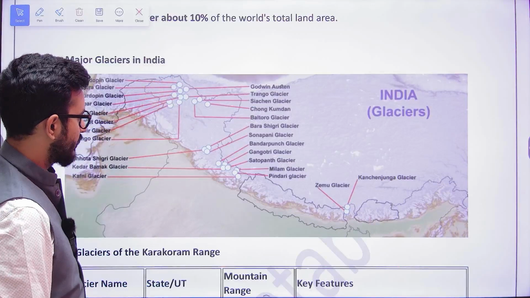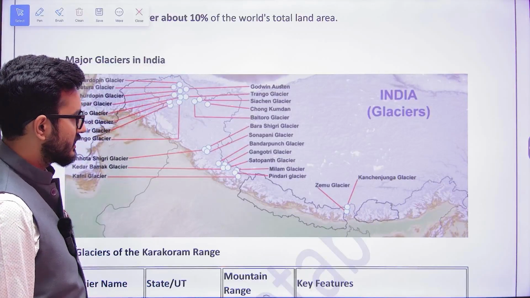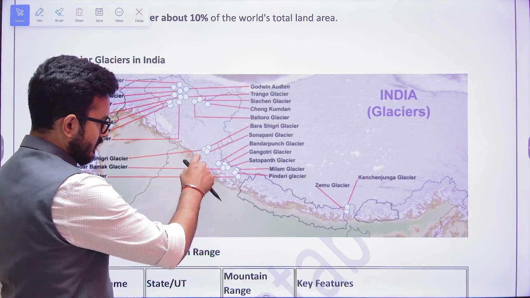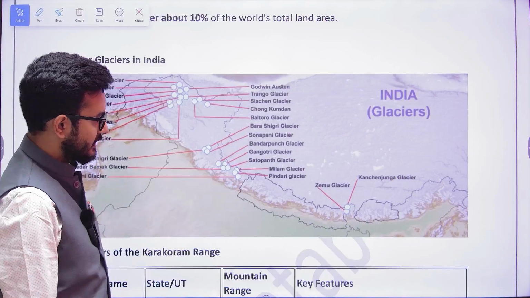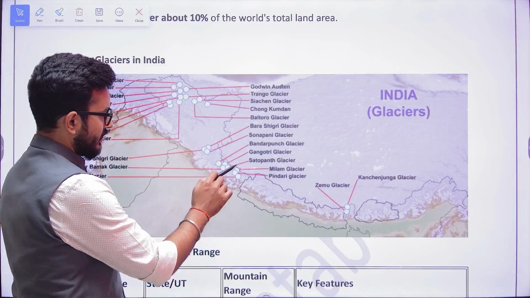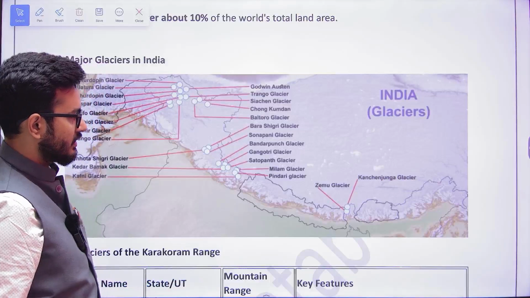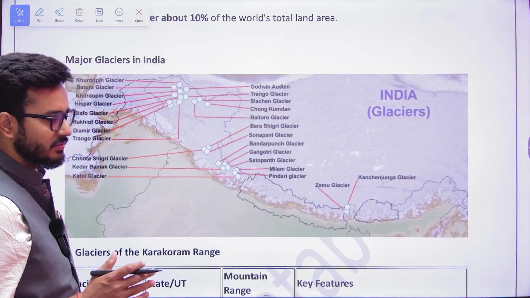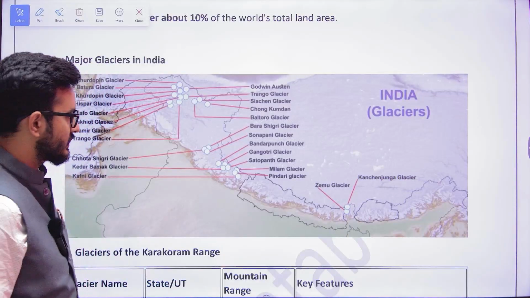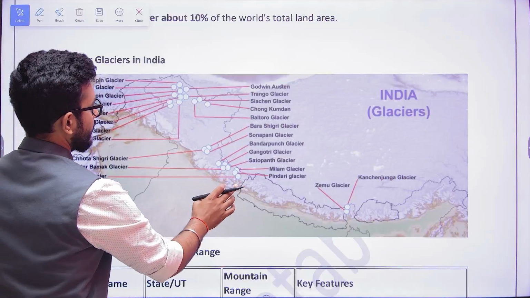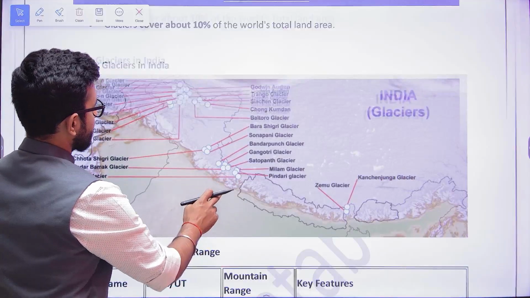One is in the POK. Okay, in the Aksai Chin, there are very few glaciers, and then there are going to be glaciers in the Himachal Pradesh and the Uttarakhand area here. And these glaciers are the source of water for the majority of the rivers. For example, if I have to tell you, just look at this.